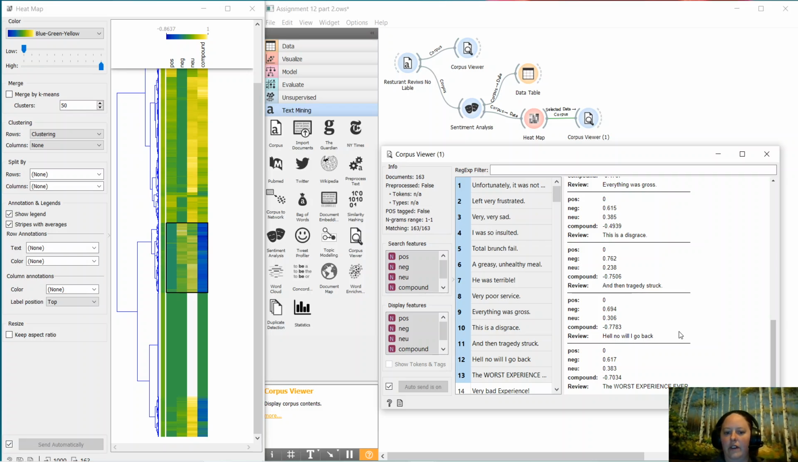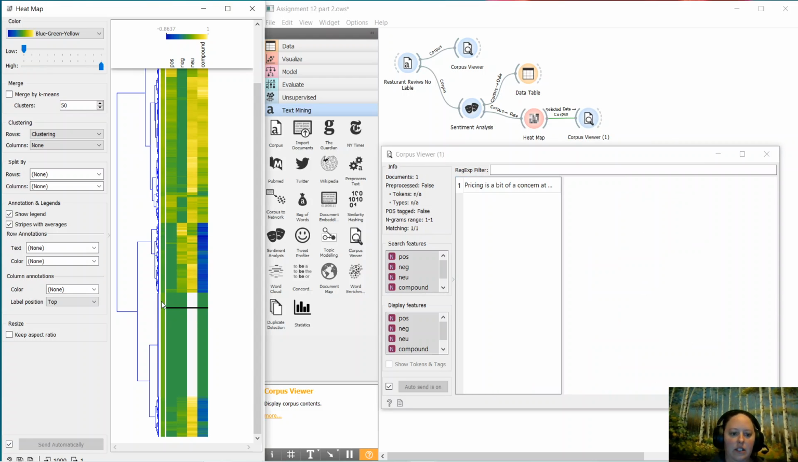I wonder if it has to do with what Orange comes up with for the strength of a word, whether it be positive or negative. And maybe that's why it's skewing our data. But it is a negative review, and it is showing that.